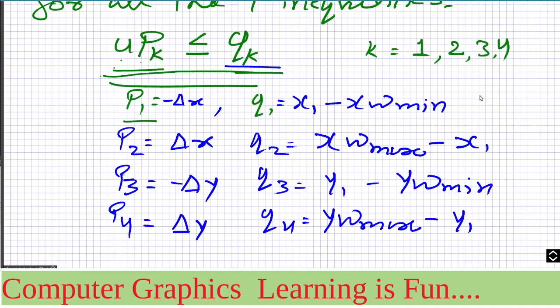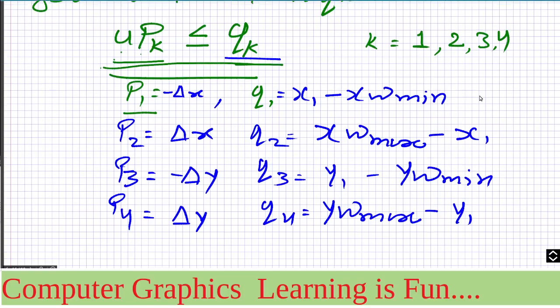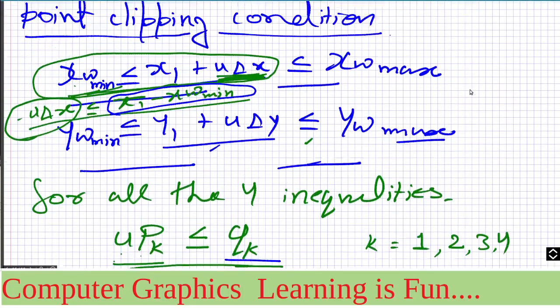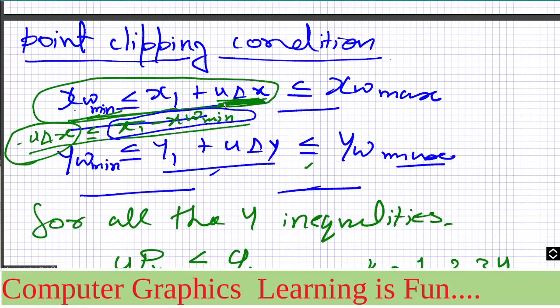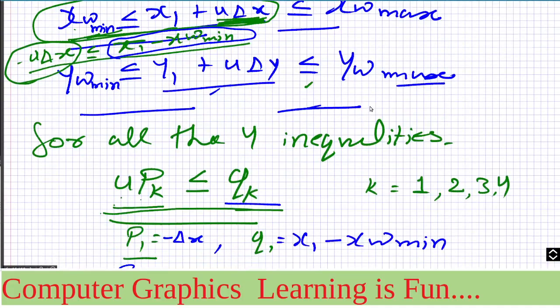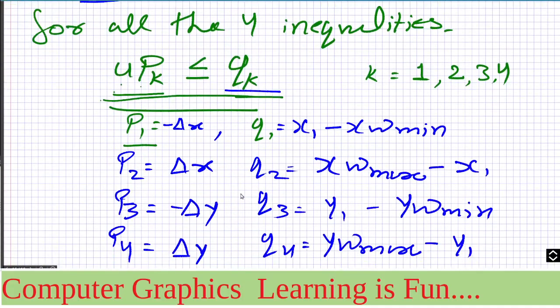So how can this be helpful? I don't know if it can be helpful. Let us see. From these four inequalities, we have derived these eight things: P1, P2, P3, P4, Q1, Q2, Q3, and Q4. Let us see how this will be helpful to us.